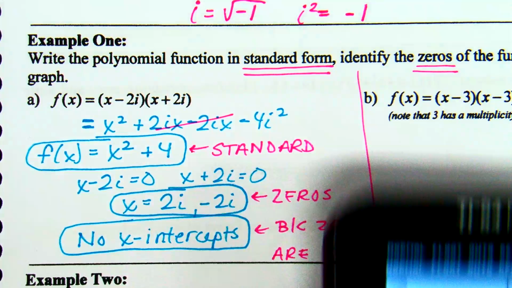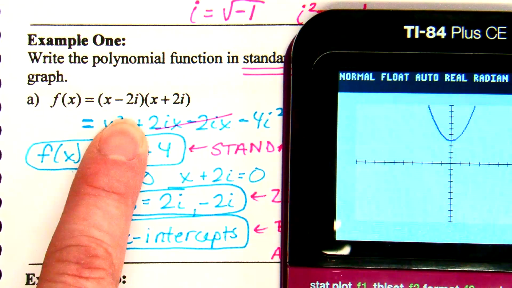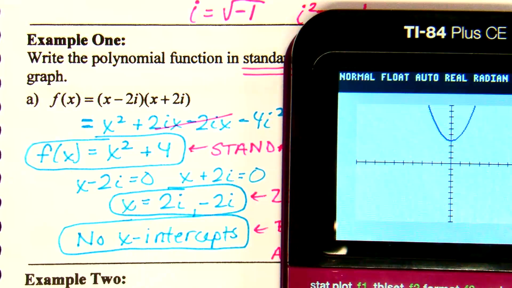Okay. If I graph that standard form, I can't graph x minus 2i times x plus 2i. I don't have a way to type in an i on the graph, or on my equation, okay? And just typing in the letter i is not the same. Notice, there's my parabola, moved up 4, not touching.